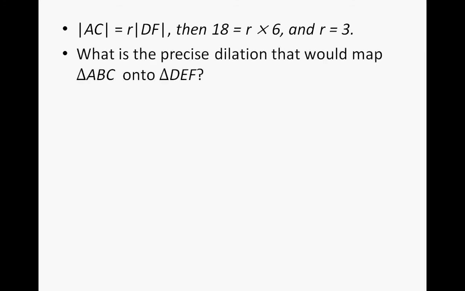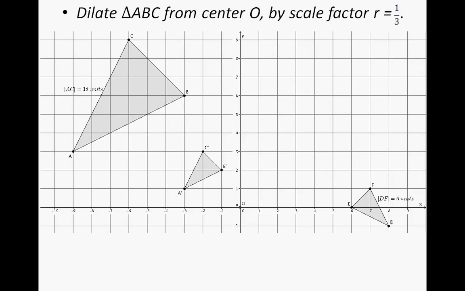So what is the precise dilation that would map ABC onto DEF? So now we're given the direction we are going. We're doing ABC onto DEF. All right, that would be 1/3, instead of 3. So to map this onto DEF, we have to shrink it down. So we have A prime, B prime, C prime, and we've shrunk it by 1/3.